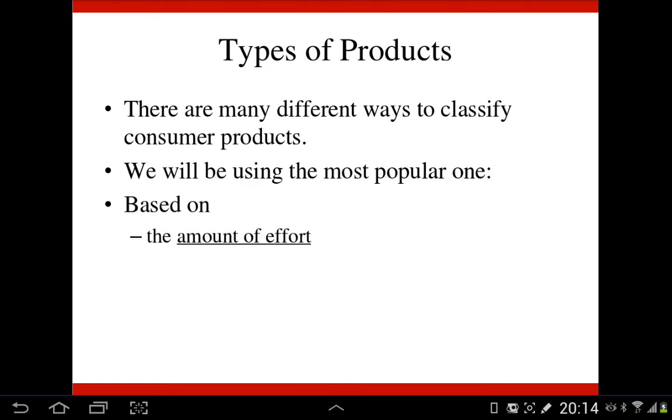We'll be using the most popular type of classification of a consumer product, which is based on the amount of effort that goes into buying the product. Different products require different forms of effort to buy. Some are easy to buy, others take a lot of time and effort to buy, and so we can classify products based on the effort placed into purchasing them.